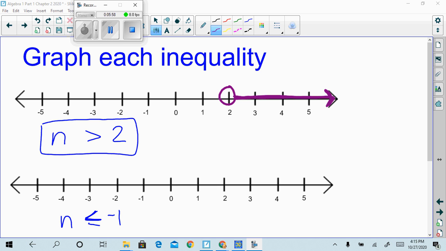Did you try this one? Again, -1 is where I need to place my circle. I then decide whether it should be opened or closed. Well, the line underneath tells me to fill it in. It's a solid circle. The arrow is pointing to the left, and left is less.